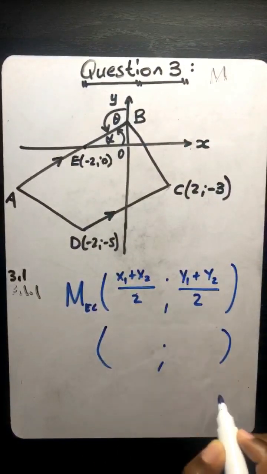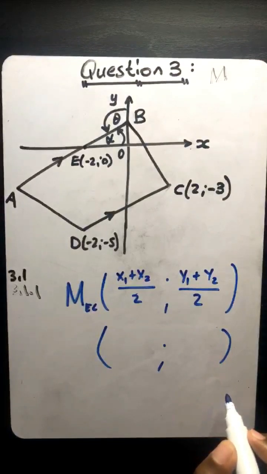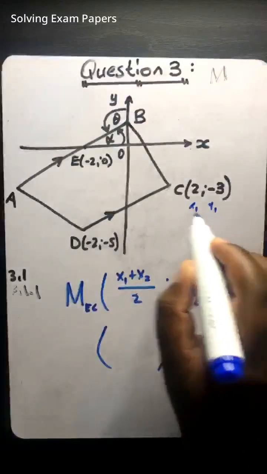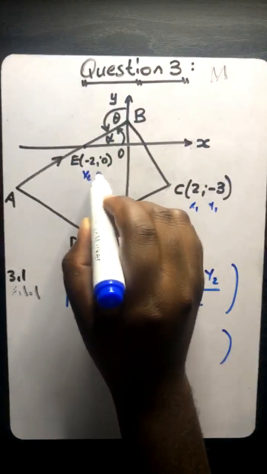So now let's see. Which one is going to be our x1? Which one is going to be our x2? Between E and C, which letter comes first? Let's see, A, B, C, D, E. So C comes first, meaning these are our x1 and y1. This is going to be our x2 and y2.